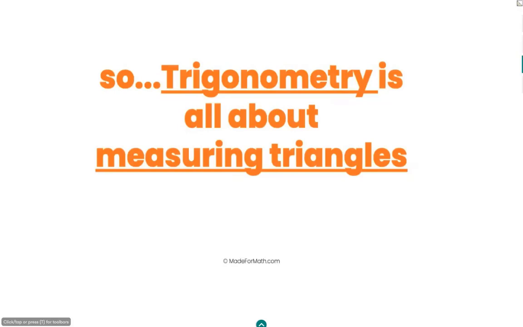Now, trigonometry can be used in other ways as well. Often trigonometry is used with circles and to measure wavelengths and different more complex things. But today we're going to talk about just the basics of trigonometry.